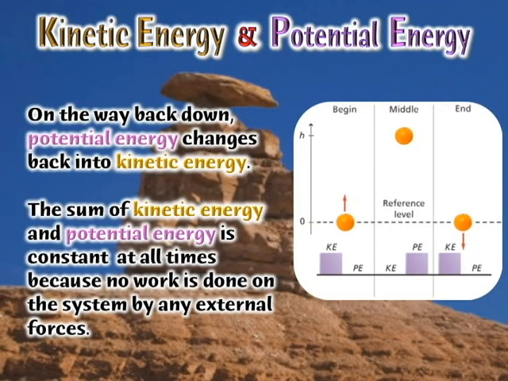So on the way back down, potential energy changes back to kinetic energy, but at any given point, the sum of the kinetic energy and the potential energy is always a constant. So one goes down while the other goes up, one goes up while the other goes down, but if you add them together, it always equals the same number.